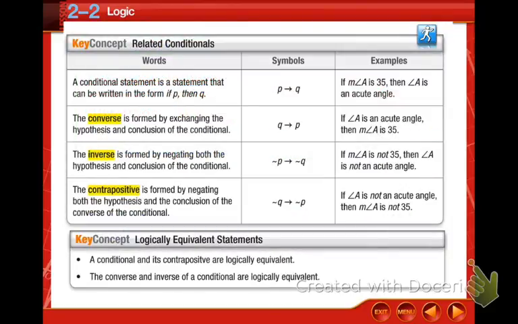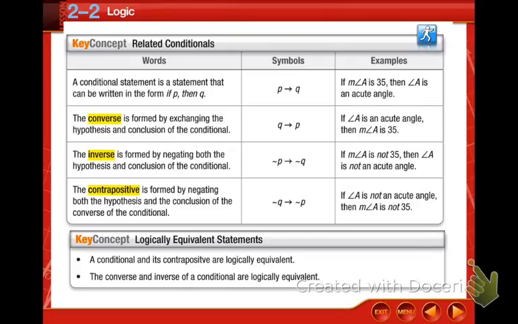So now the different related conditionals. A conditional statement says if P, then Q, right? The converse of that statement flips it. So it takes Q and puts it where P is, P where Q. So if Q, then P. The inverse changes both of them to not statements. So if not P, then not Q. And the contrapositive flips that one and says if not Q, then not P.